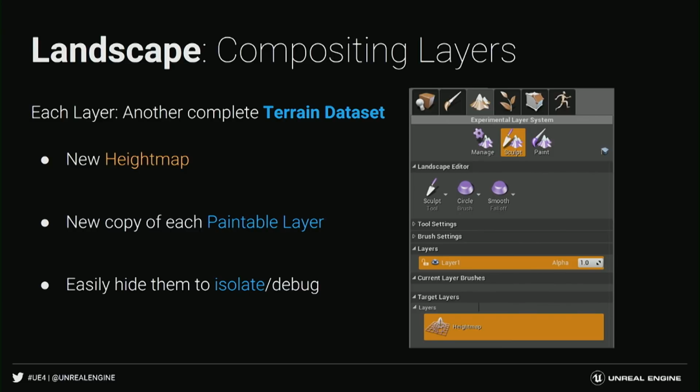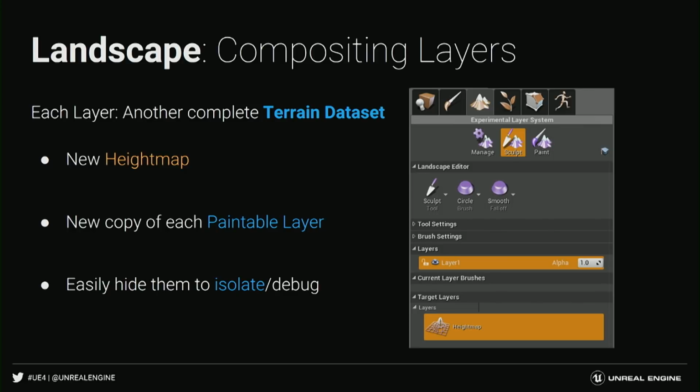So what you can think of these like is each layer is another complete terrain data set, meaning we have access to paint on a new height map and a copy of each new paintable layer where we can make custom edits. And these are all non-destructive in that they don't affect what is below them in the stack. You can easily hide and isolate them.